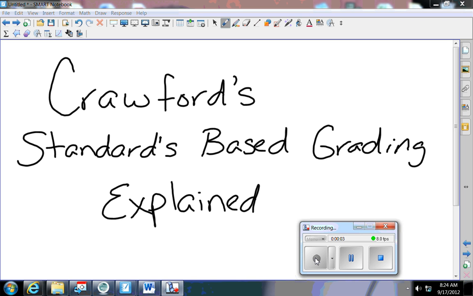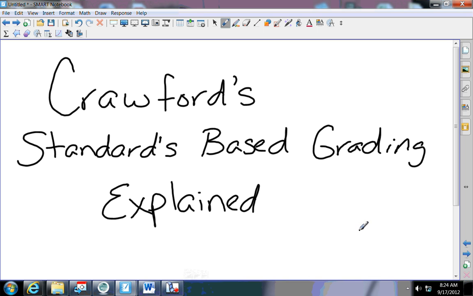Okay, I'm going to try and explain the standards-based grading and how the grading system works at Langham Creek High School and in my algebra class.